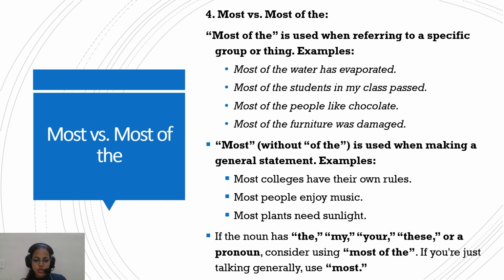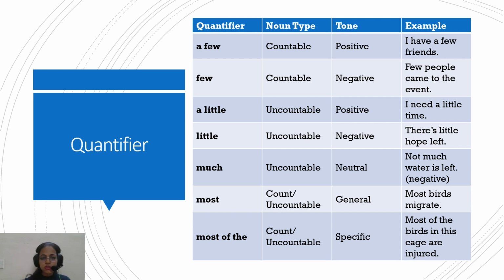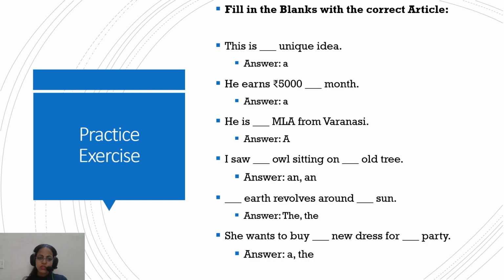So this can be a cheat code: if you encounter my, your, these, use most of the, and otherwise use most. Okay. So here is your quick summary of quantifiers: a few, little, a little, much, most of the. Okay. Now we have come to the end of both the topics and let's try to do some practice questions.